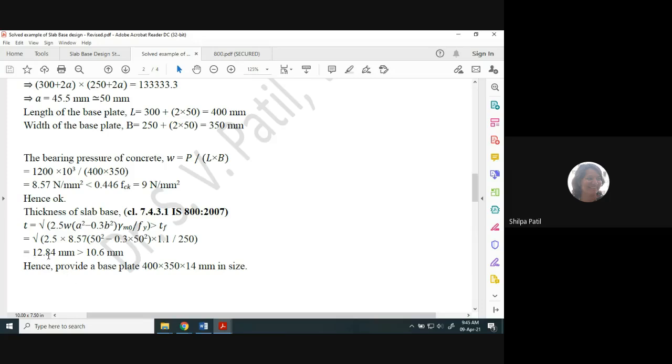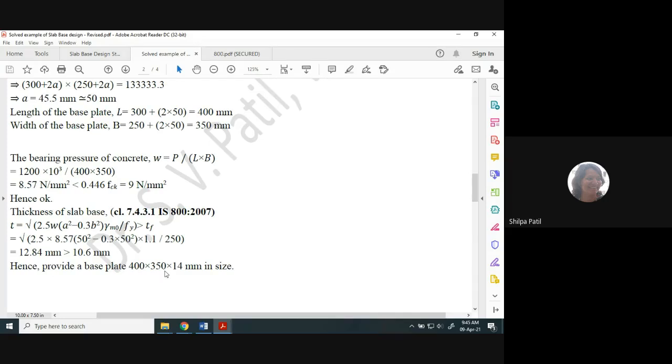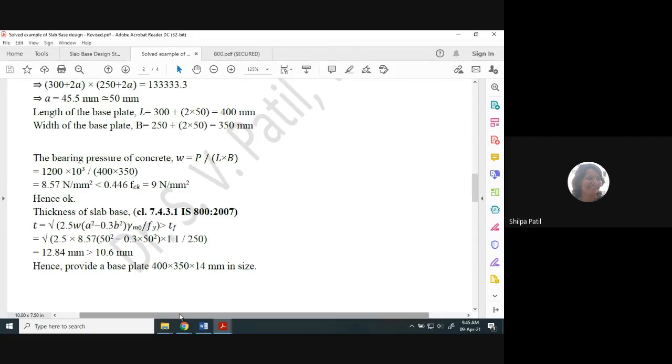Now as it is 12.84, we have to round it off to the higher value, and that rounding should be to an even value. Normally base plates are available in even thicknesses, such as 6 mm, 8 mm, 10, 12, 14, 16, like that. So we do not round it off to 13 mm. Hence, provide a base plate of size 400 by 350 by 14. This is how we designed the dimension of the base plate.